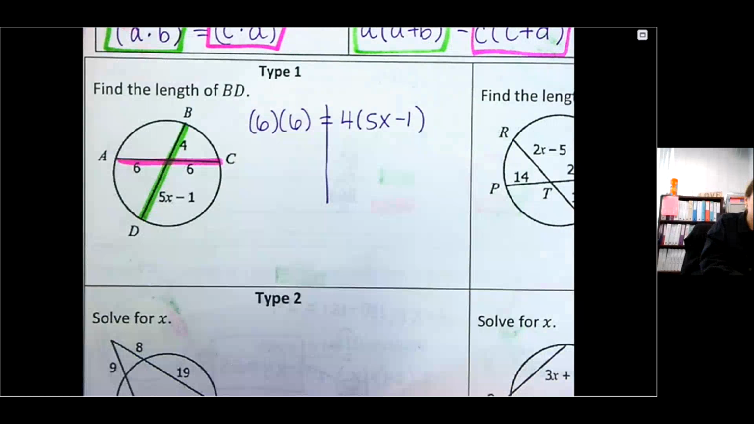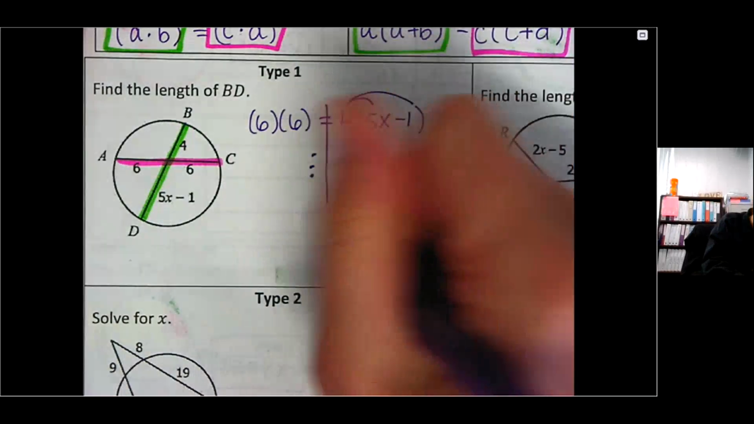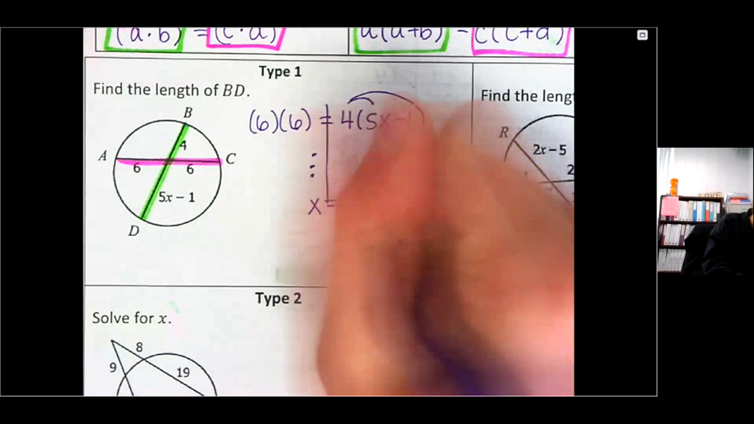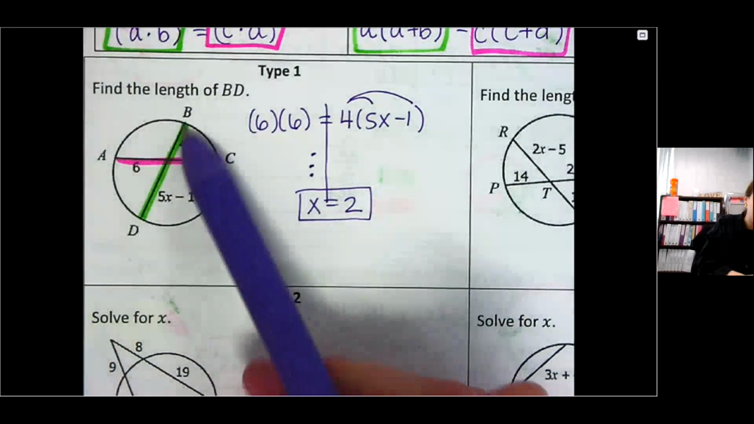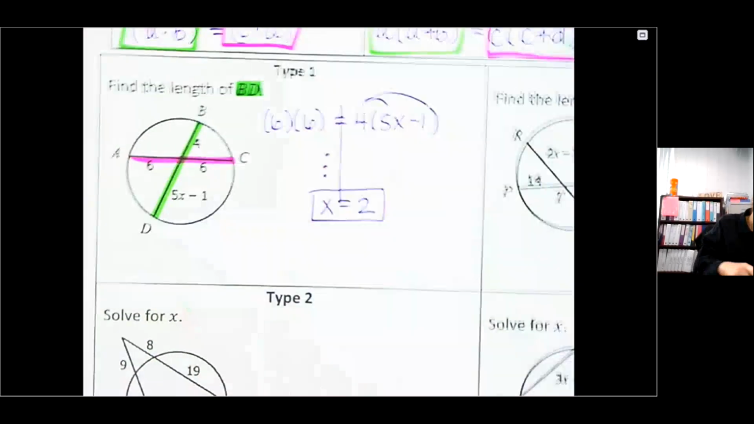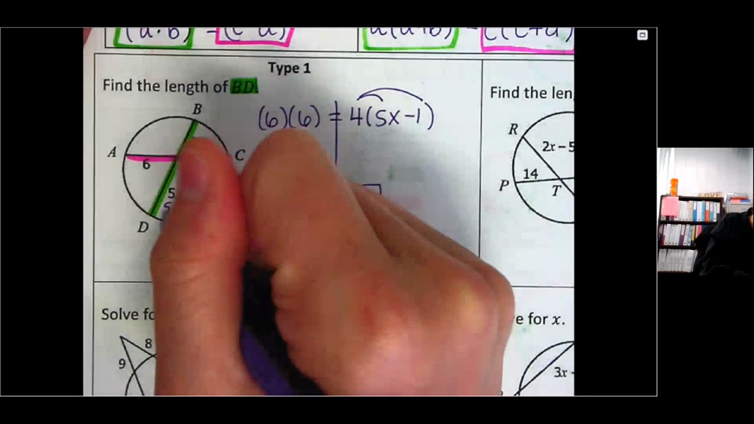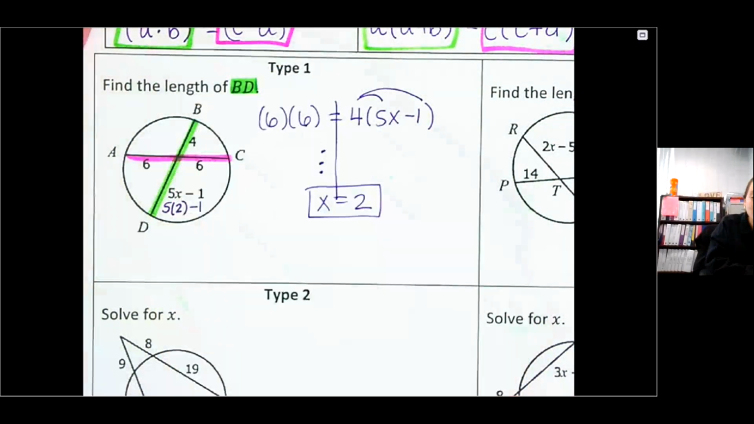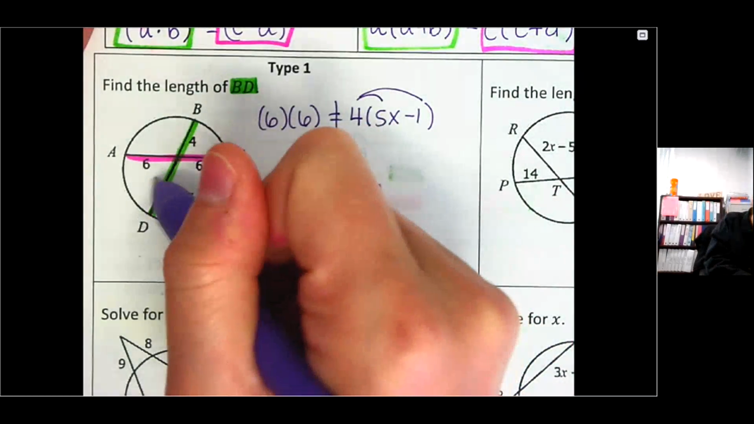And obviously this is like some distribution. This is just a regular algebra problem. So I'm just going to go like this. Your x value that you get is worth 2. And then to find the length of BD, so BD is the part in the green here. If I want to find that full length, I need to take my answer and plug it in. So 5 times 2 minus 1. So this is 10 minus 1. This piece right here is worth 9.